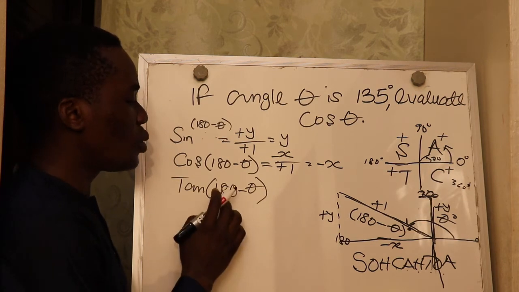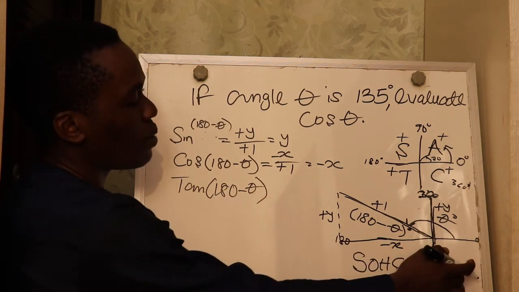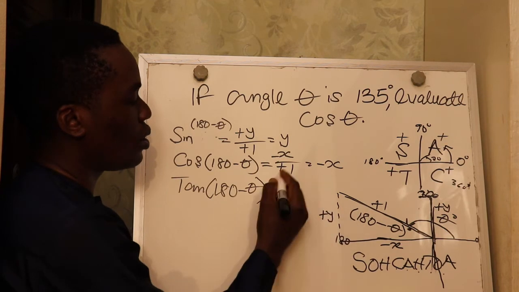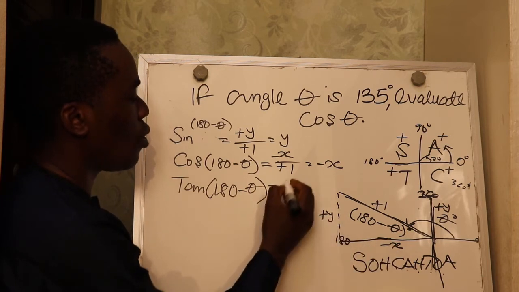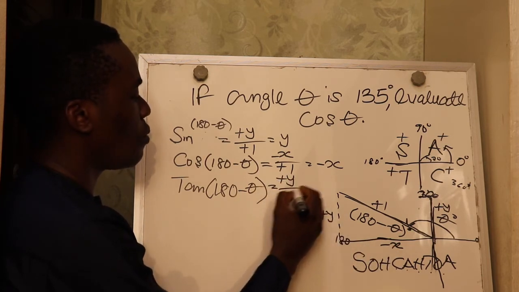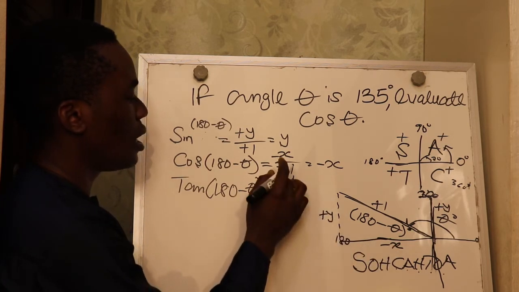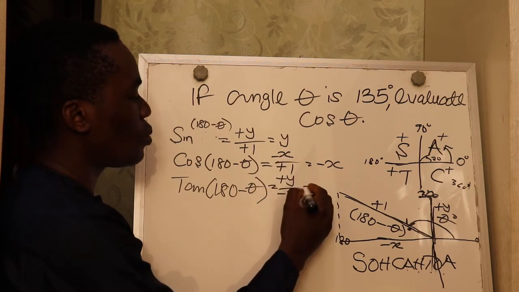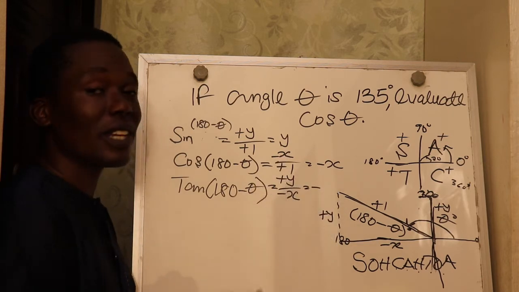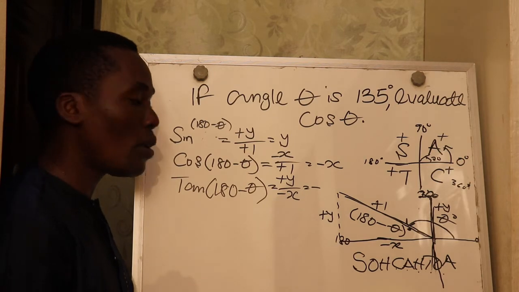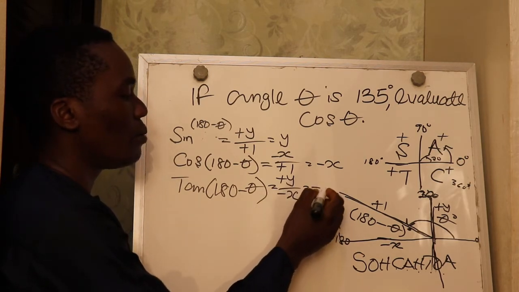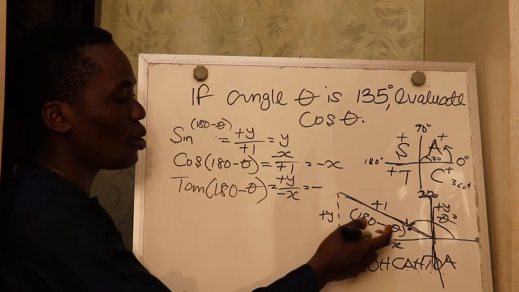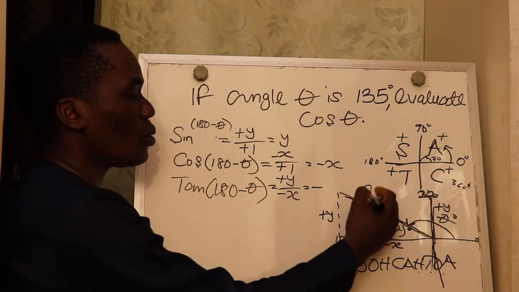If you go to tan, it is opposite over adjacent. Now this is the opposite of our angle. Tan is opposite over adjacent. This is the opposite, which is plus y, over what? Minus what? X. Plus divided by minus will give us a minus, because a minus sign is very powerful. It overpowers a positive sign. So that will give us a negative value. So you see now tan is also negative on this second what?